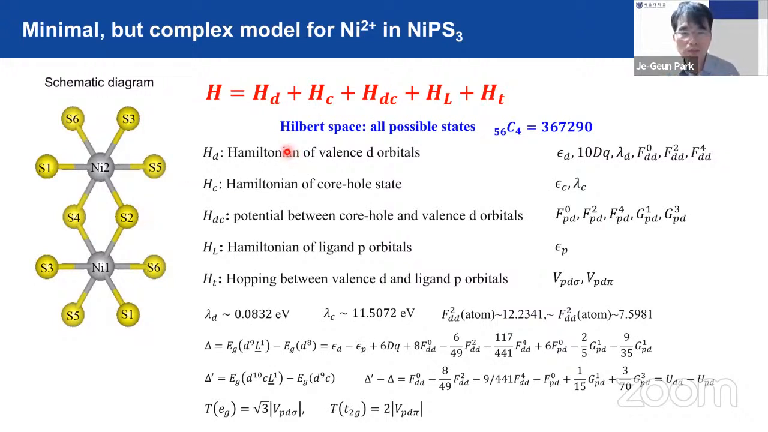But the other big problem, the reason our calculation was limited to this small size, was that even for this NiS6 cluster, the Hilbert space we had to cover in our calculation was huge, almost 360,000 dimensions. This basically put a limit on how big a cluster we can use. And then there were about 10 parameters.